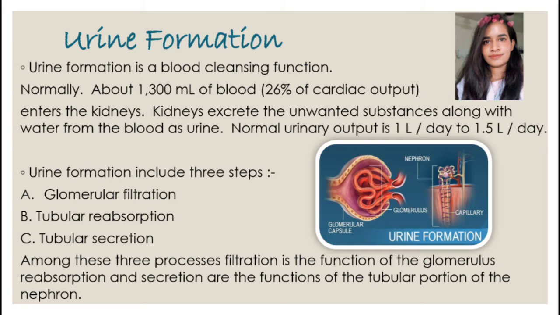Urine formation includes three steps: glomerular filtration, tubular reabsorption, and tubular secretion. Among these three, filtration is the function of the glomerulus, while reabsorption and secretion are the function of the tubular portion of nephron.